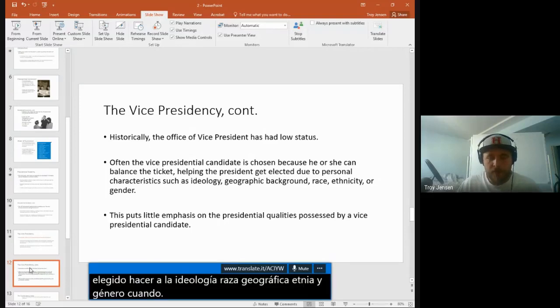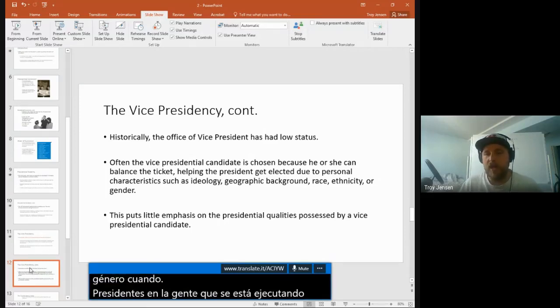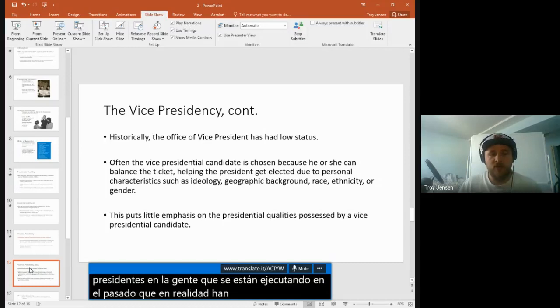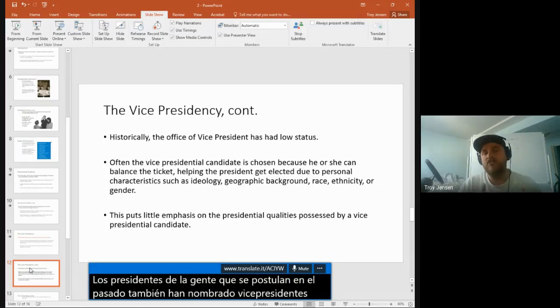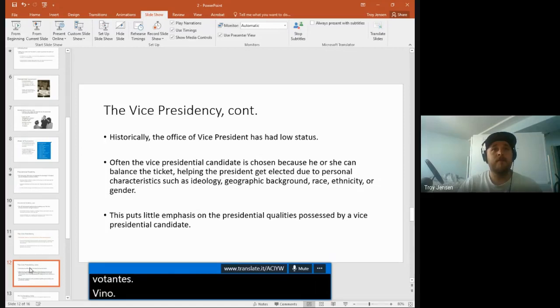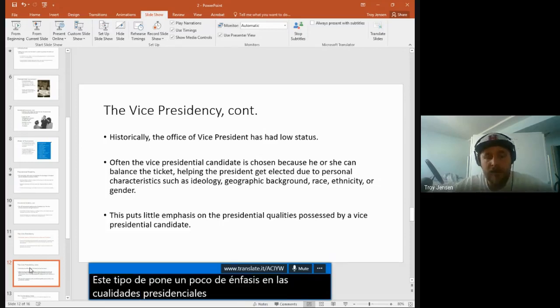People that have run in the past have appointed vice presidents to target certain voters. Okay. This puts a little emphasis on the presidential qualities possessed by the vice president candidate.